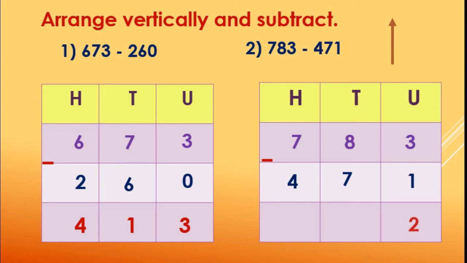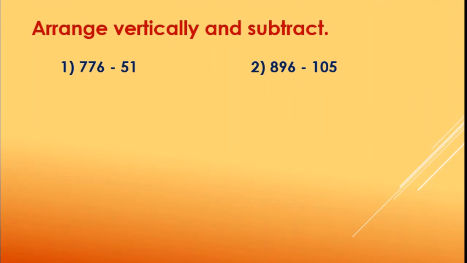3 minus 1 is 2. 8 minus 7 is 1. 7 minus 4 is 3. So the answer is 312. Okay. Yes, 2 more are there.